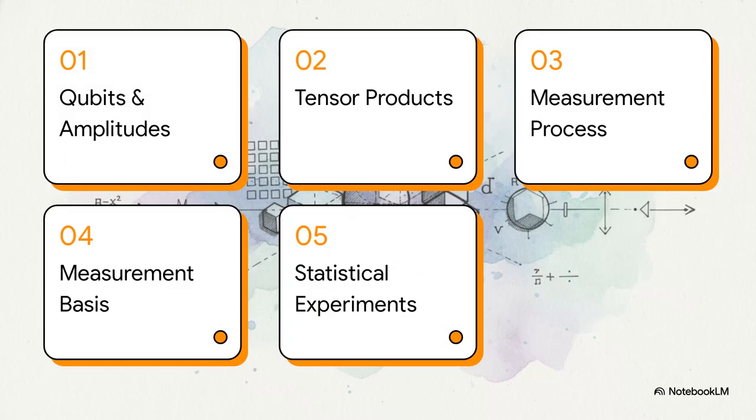Here's how we're going to build this up. First, we'll tackle qubits and complex amplitudes, then move into tensor products and scaling. After that, we'll look at why measurement is an actual operation, how changing the measurement basis works, and finally, why quantum programs are really just statistical experiments.